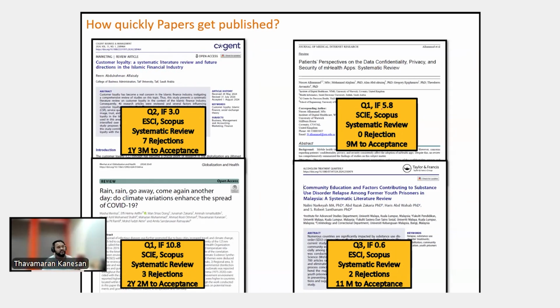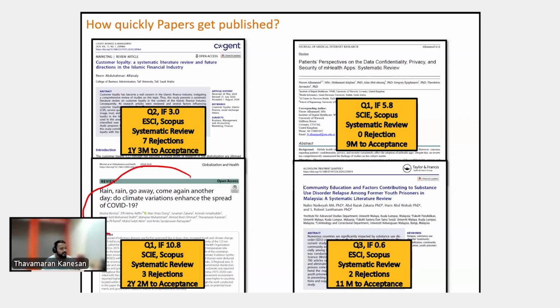Then one more is Q1. This is from University of Warwick. Also, we coached the student for systematic review. Impact Factor 5.8, SCIE, Scopus as well. 0 rejection. That means direct submission to this journal, and the student managed to get acceptance in 9 months. It's the JMIR journal from Canada.